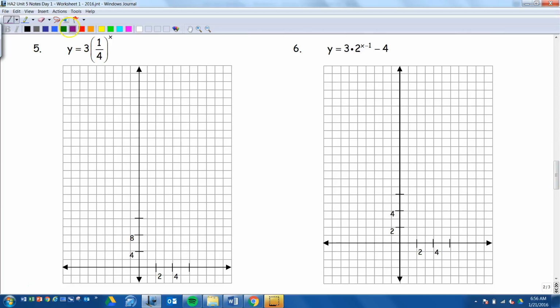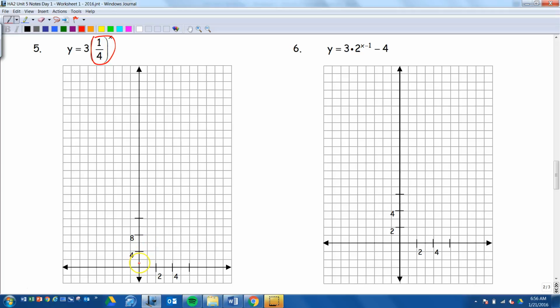Let's do number 5. I have to do the 1/4 graph. This will be a decay. So I'm going to do this first. So 1/4 to the 0 is 1, which is here. These go by, what are they called? By 2's it looks like. So that's 1.